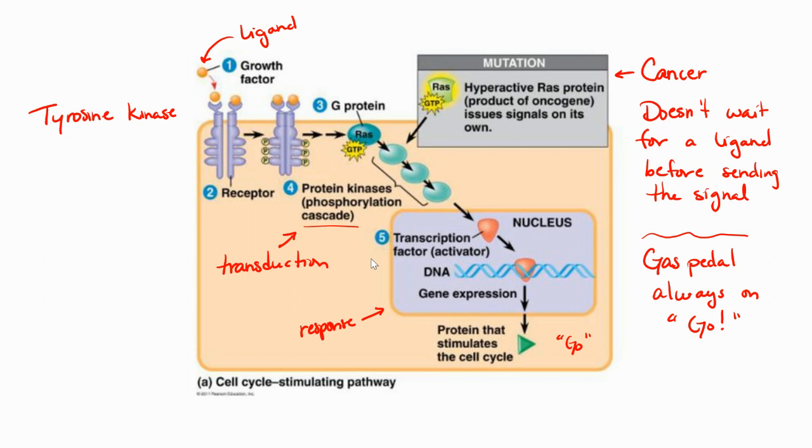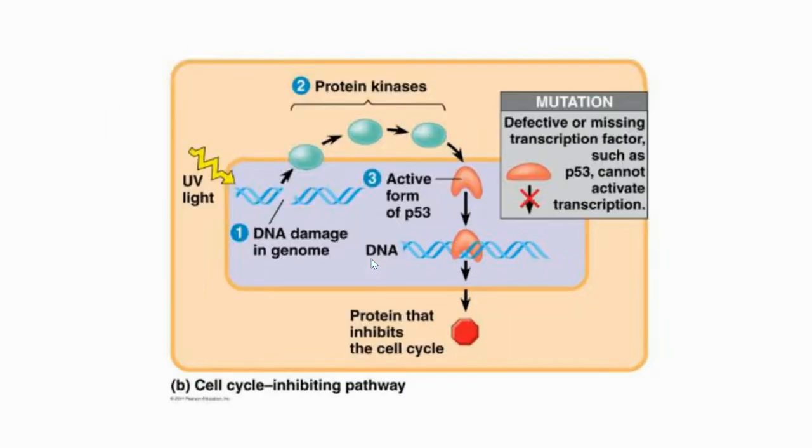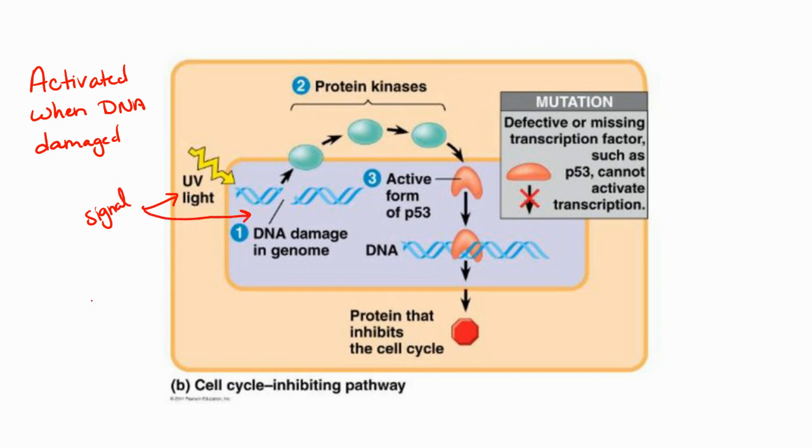The other issue most cancers have is an issue with P53. So here's another one. This is actually a gene that gets activated if something is damaged. So it's normally activated when DNA is messed up. You can see here my UV light coming in. This is basically serving as my signal, the UV light and the DNA damage. They're messing up the system. I've got little protein kinases. This is my transduction. So when the DNA is damaged, it triggers these little protein kinases.